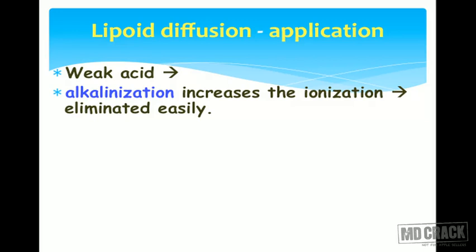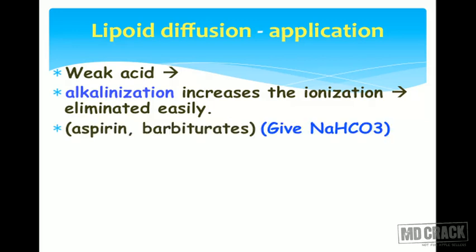Now if you want to throw it out of the body, you need to increase the ionization. It's an acid, so if you want to increase the ionization, you should put alkali into it. And this is why you start doing alkalinization. You give a substance which is going to alkalinize the plasma, alkalinize the urine, and such a substance is NaHCO3 or sodium bicarbonate. So you get aspirin overdose, you get barbiturate overdose. These are weak acids. You need to give an alkali, because when an alkali is added, the acid is going to get ionized, and once it is ionized, it's not going to be absorbed.